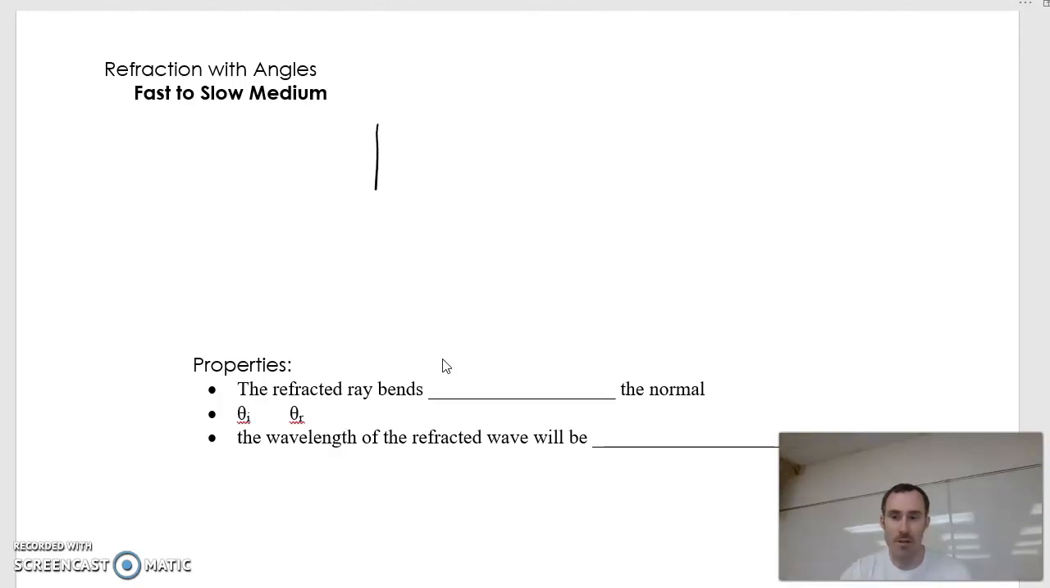So here's a boundary between two mediums. I'm also going to draw in the normal line, which, if you remember, normal just means perpendicular. So the line that is perpendicular to the boundary. So this is the normal. Now we've got a ray coming in like this.